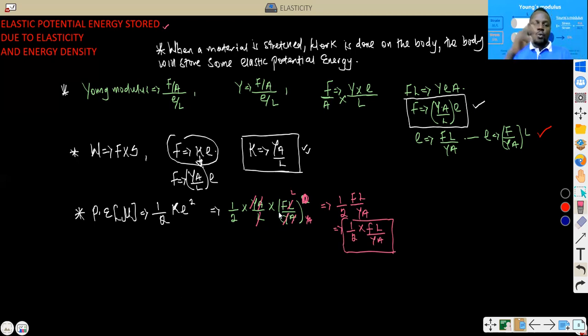And if you don't know how I cancel, you can do your own one by one. FL squared means F squared times L squared. Gamma A squared means gamma squared times A squared. Then you cancel. You can see what I did. Gamma A will go away. The main one, gamma A, remains.